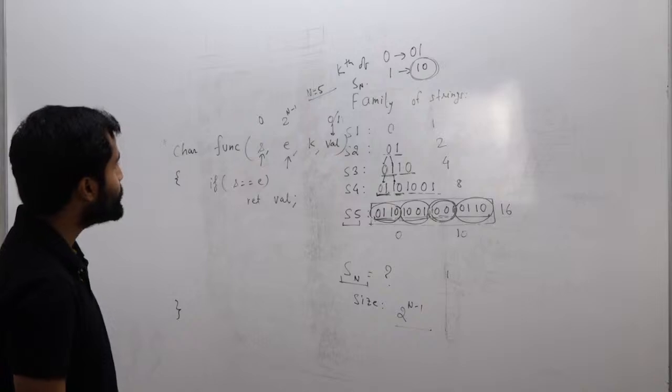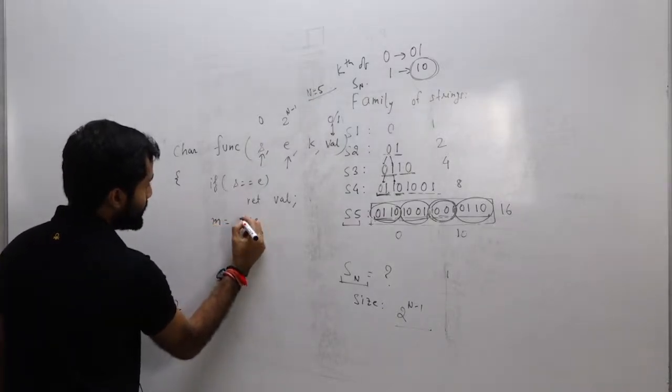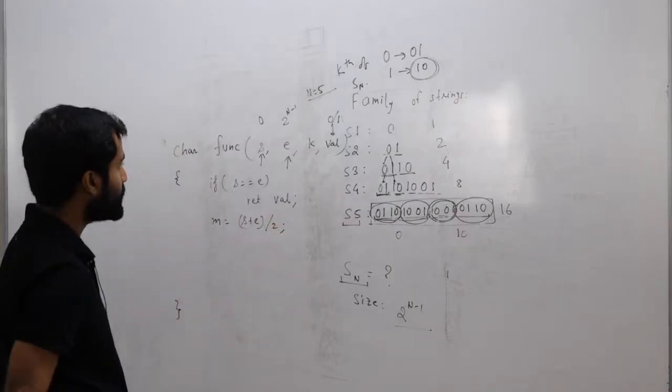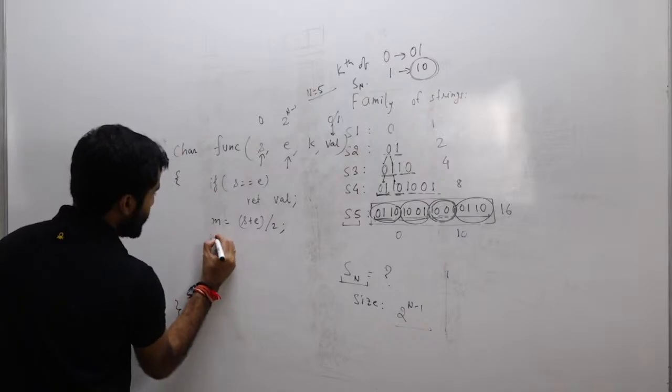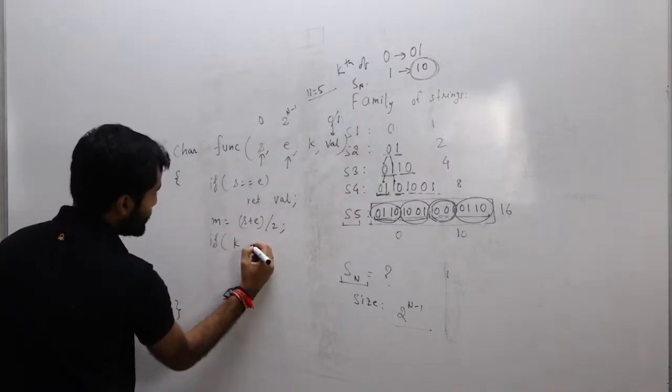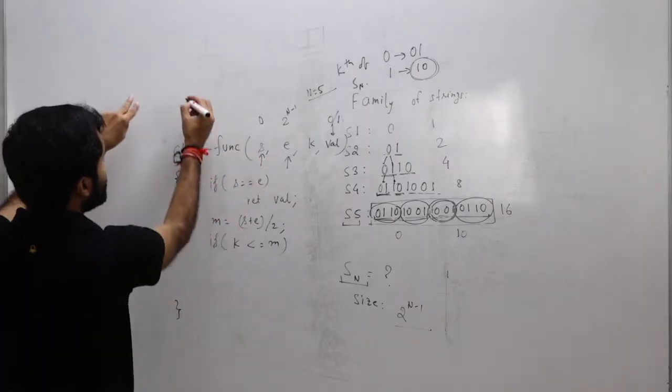Otherwise, what we are supposed to do? We are supposed to find out the midpoint, which is going to be (s + e) / 2, right? And now we will compare k with the midpoint. So if the value of k is smaller than or equal to m, so see, what is the situation?